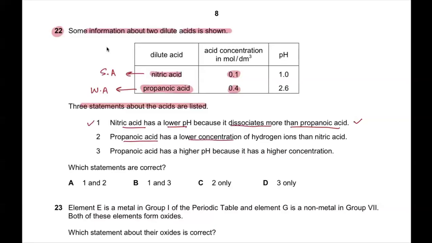Propanoic acid has a lower concentration of hydrogen ions than the nitric acid. Yes, the propanoic acid's concentration is high, but it dissociates partially. So if it dissociates partially, then fewer hydrogen ions are formed. So statement 2 is correct as well. Is this clear to all of you?